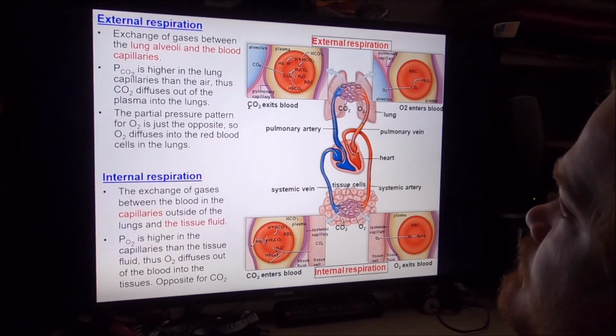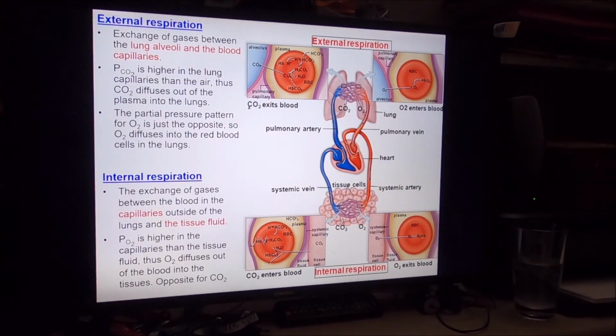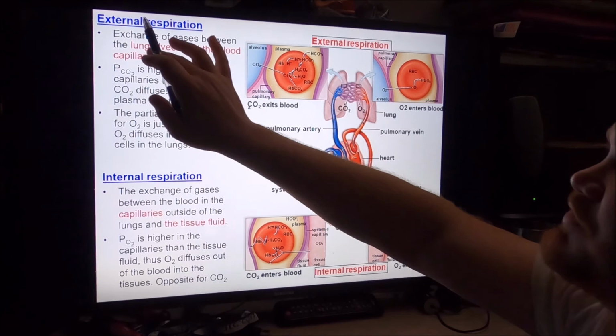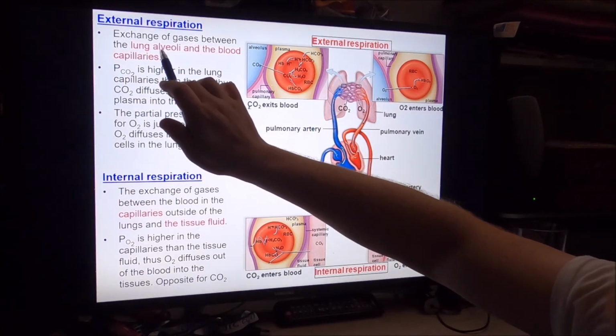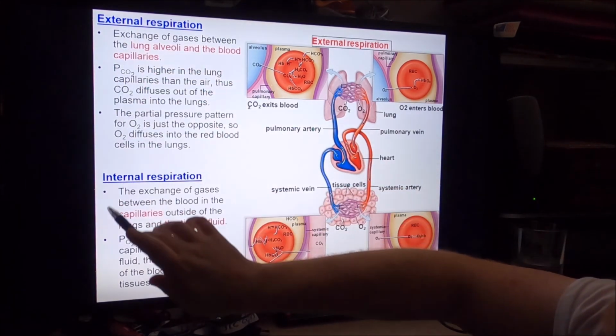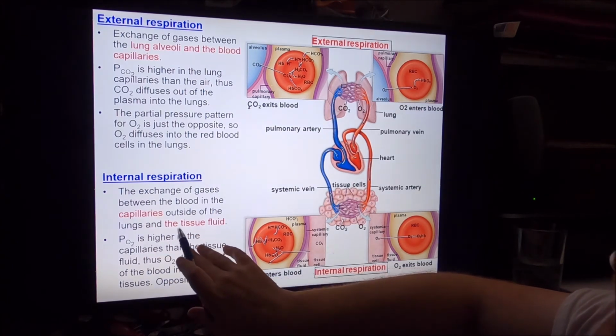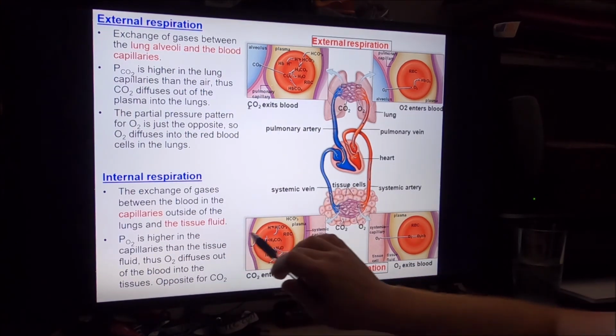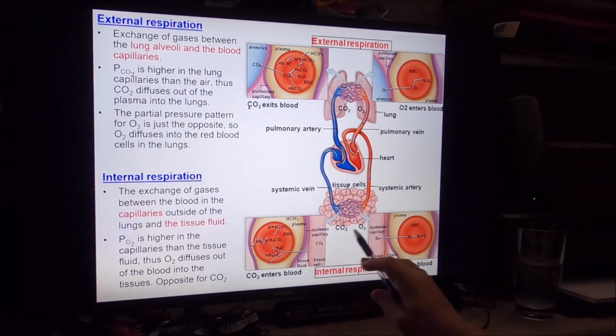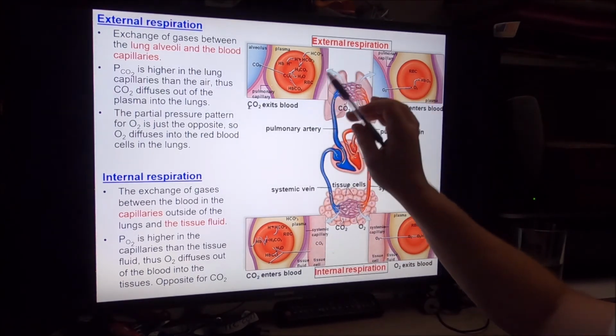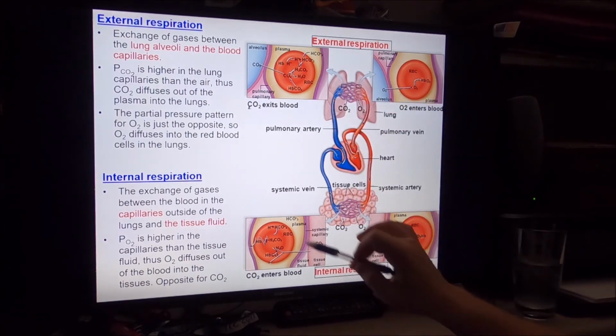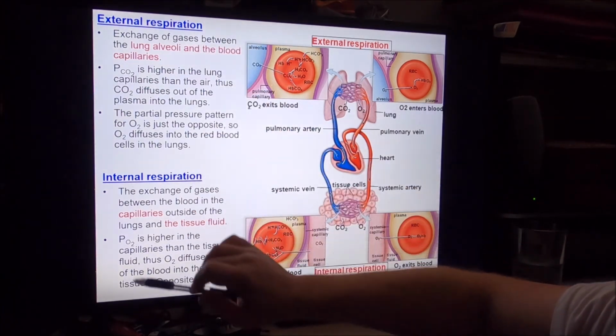And then we need to kind of break down the concepts of external respiration and internal respiration. This is all about pressure, moving gases. The nature of this is very simplistic. External respiration is what happens in the alveoli, the lungs, and the blood capillaries. Internal respiration is what happens with the capillaries and the tissues. So this is happening out in your body. This is systemic circuit. This is pulmonary circuit.